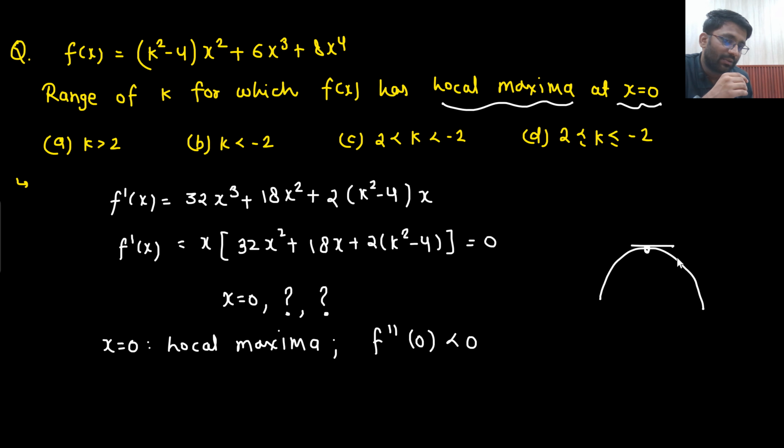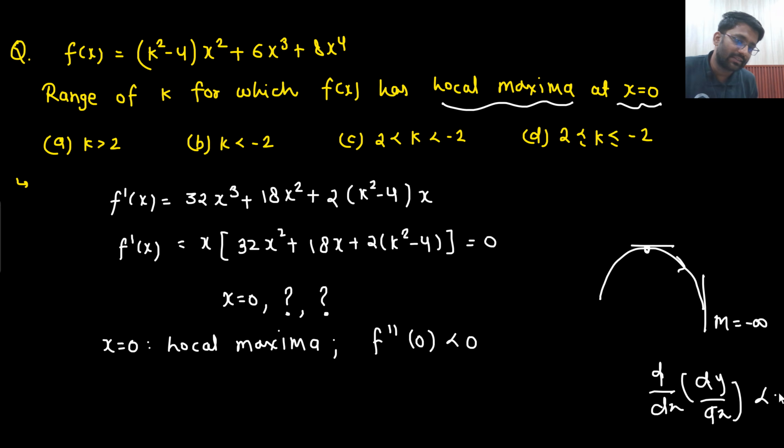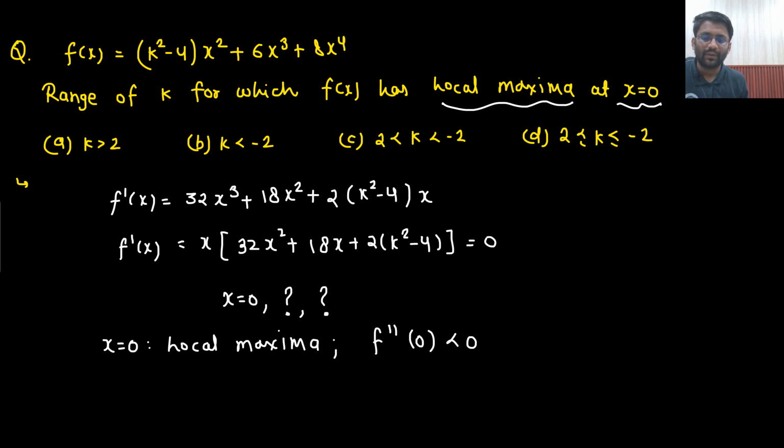Local maxima. What is the slope here? 0. The graph is decreasing. What is the slope here? Minus infinity. Right? The slope is decreasing. As x increases, the slope decreases. Right? Understandable? What does that mean? You just need to double differentiate and then put x equals 0 and your job would be done.